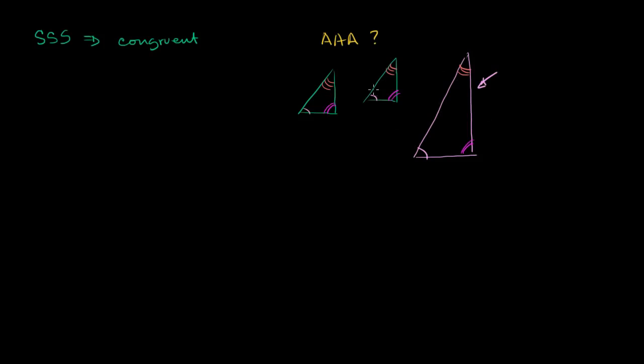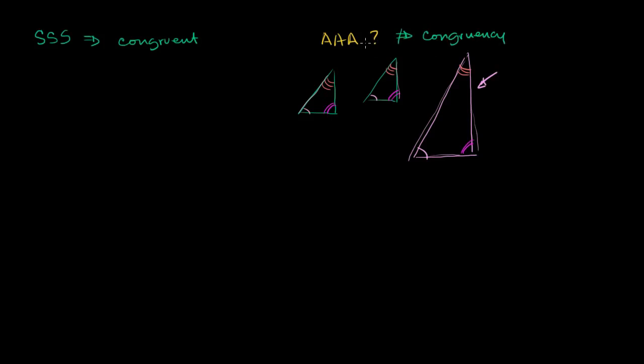The sides have a very different length. This side is much shorter than this side right over here. This side is much shorter than that side over there. And this side is much shorter over here. So with just angle, angle, angle, you cannot say that a triangle has the same size and shape. It does have the same shape, but not the same size. So this does not imply congruency. So angle, angle, angle does not imply congruency.